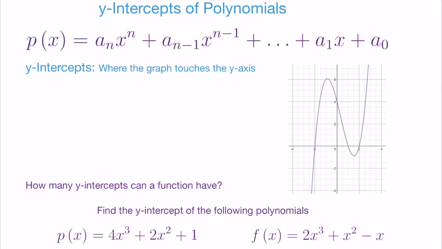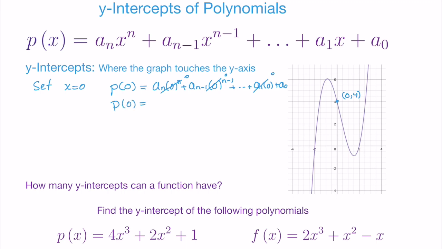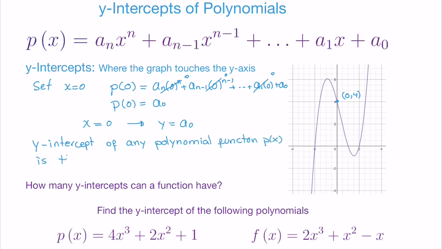Let's talk about y-intercepts. The y-intercepts are the points where your graph touches the y-axis. In this graph, you see that it happens here at the point 0 for x and 4 for y. So we set x equals 0 to find where my graph touches the y-axis. Having a polynomial function, setting x equals 0 is the same as evaluating the polynomial at 0. If you evaluate the polynomial at 0, you get a_n times 0 to the n plus a_(n-1) times 0 to the n minus 1, and so on, plus a_1 times 0 plus a_0. So this is 0, this is 0, this is 0, and p of 0 equals a_0. That means that for x equals 0, y equals a_0. So the y-intercept of any polynomial function p of x is the point (0, a_0).